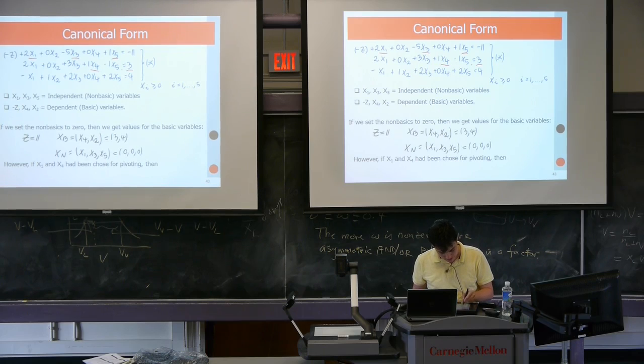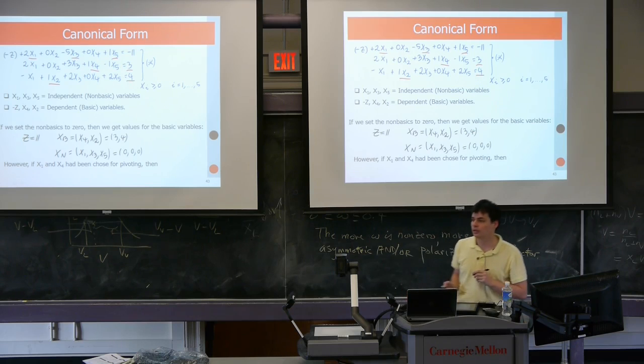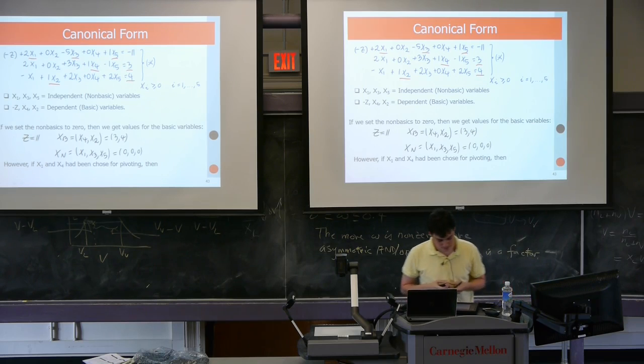And again, if x1, x3, x5, they are zeros, then what would be the value of x2? 4. Good. Right, so that's why we like this so-called canonical form, because it's very easy to get values for your variables. So you can set your non-basic variables to 0, and then you can read the values of the basic variables very easily.